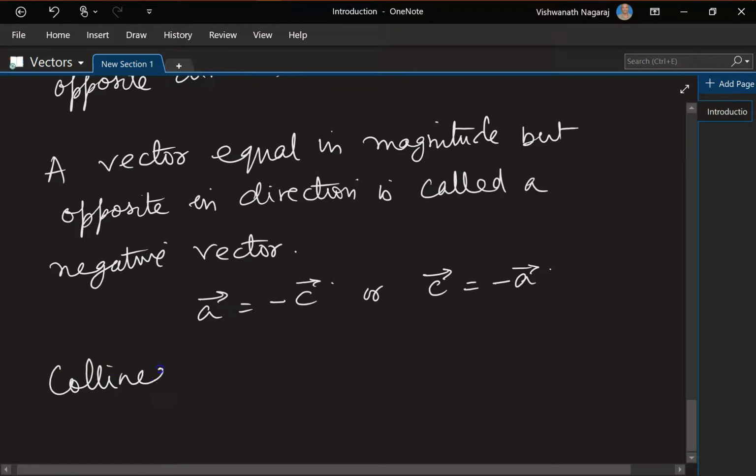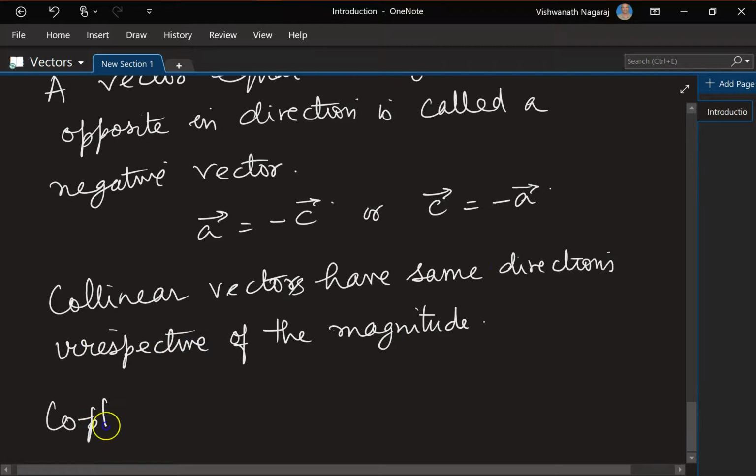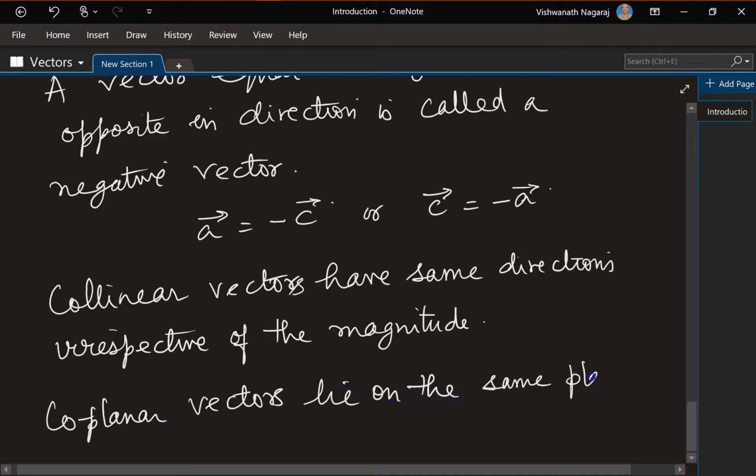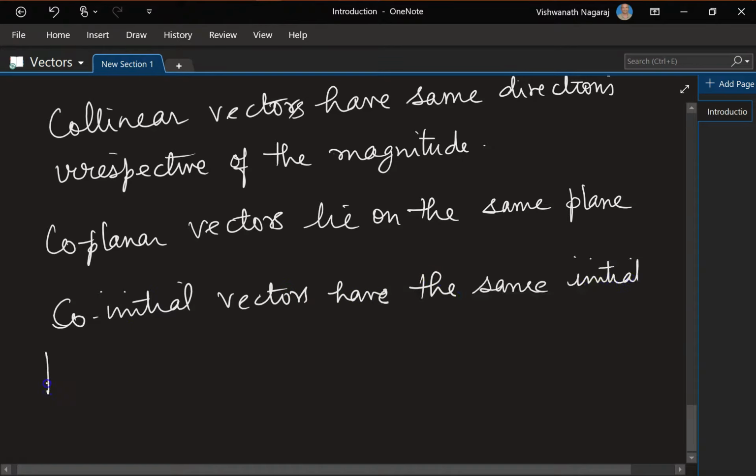Collinear vectors have the same directions irrespective of magnitude. Coplanar vectors lie on the same plane. Co-initial vectors have the same initial point.